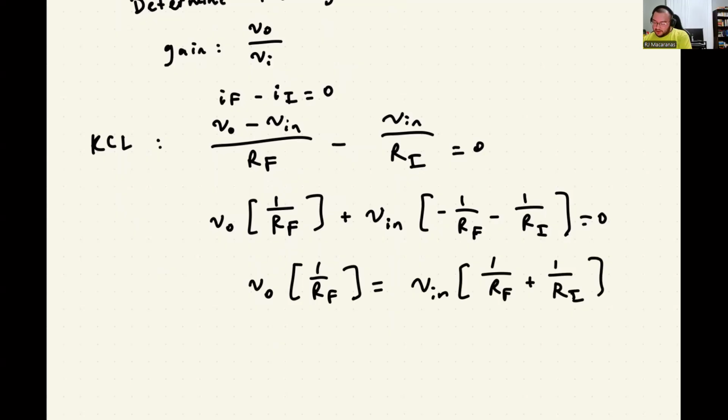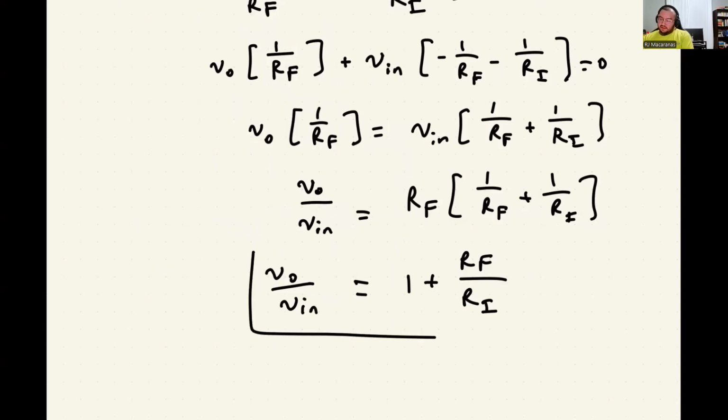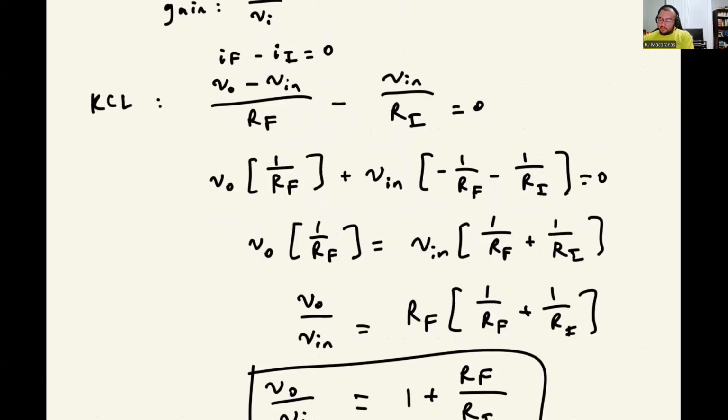And then I can just multiply by Rf and then divide by Vn to get Vo over Vn is equal to Rf times 1 over Rf plus 1 over Ri. And so if I simplify that a little bit, I got 1 plus Rf over Ri. And so this is the gain of this op amp network that we just had up here.